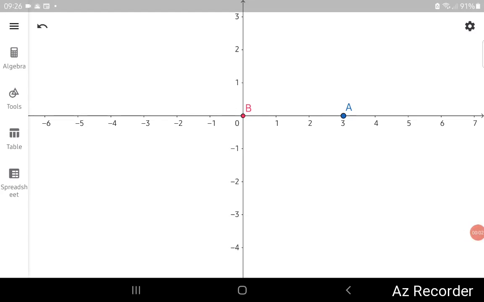Hi everyone. So from now we'll be starting a series of videos based on calculus, and in this first one, I'll be talking about approximations. So let's consider these 2 points A and B.